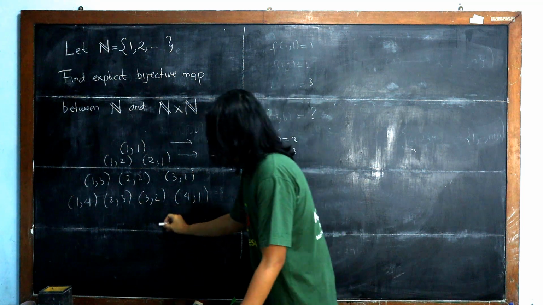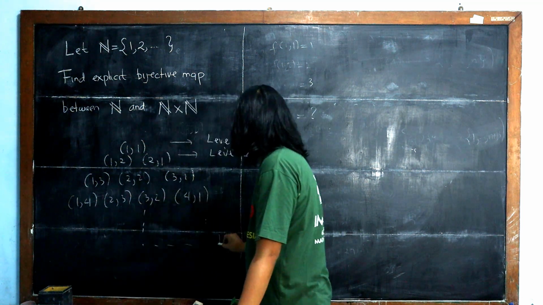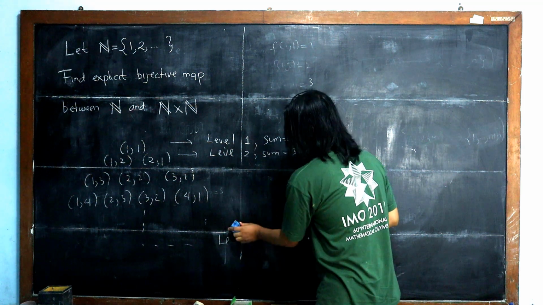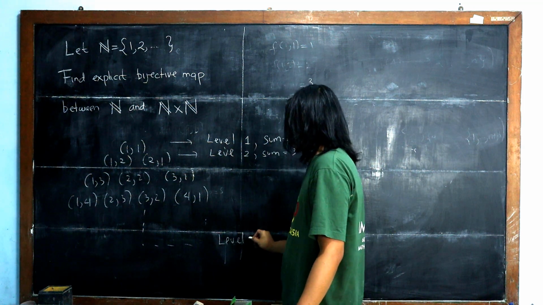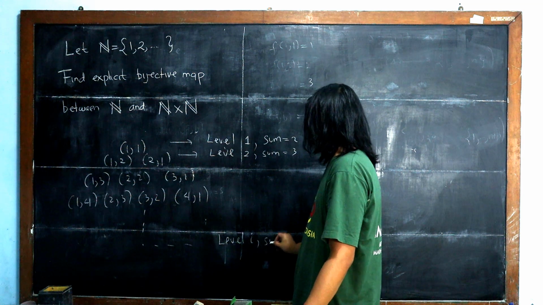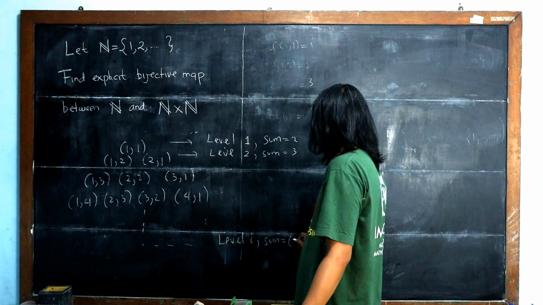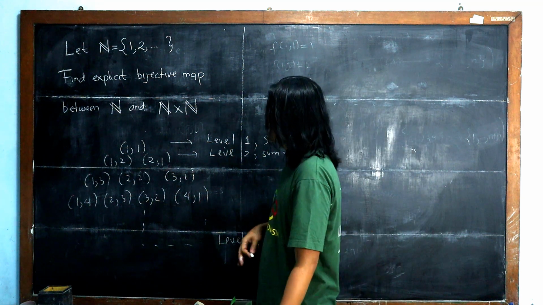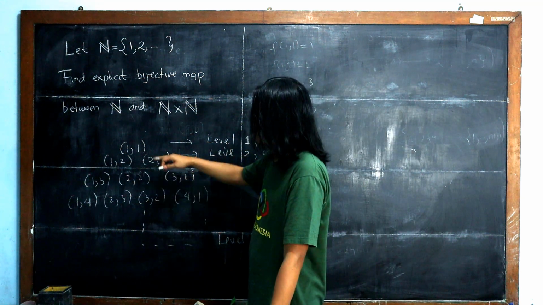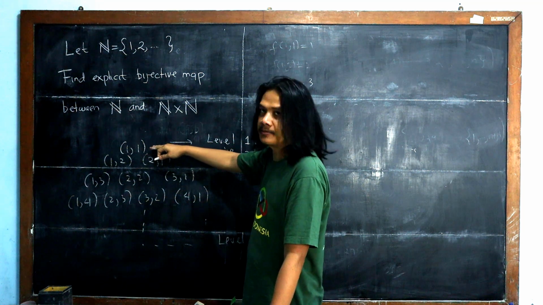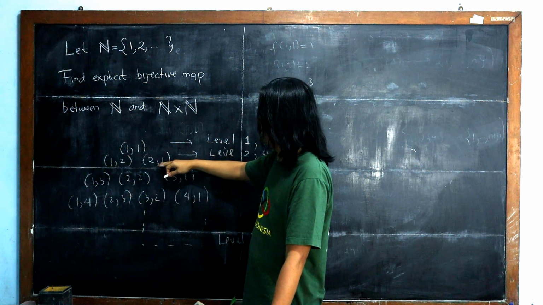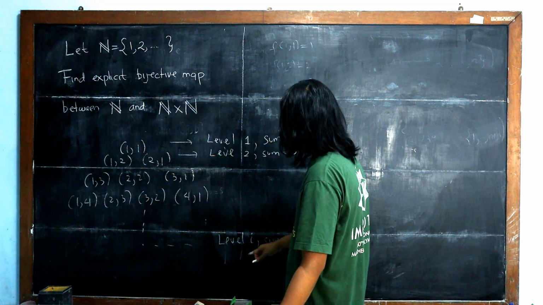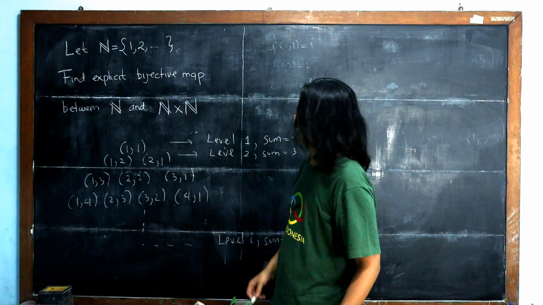So on level i, we have the sum equal to i plus 1. Now let's look at how many elements are on each level, right? On level 1, there is exactly one element. On level 2, there are exactly 2, level 3, exactly 3, and so on. And on level i, we have exactly i elements.